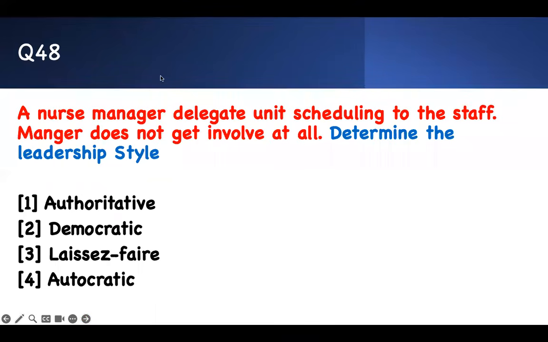Next question. Determine the leadership style. So these are some management questions. The manager delegates unit scheduling to the staff. Just delegate. Does not want to do the scheduling. Manager does not get involved at all.